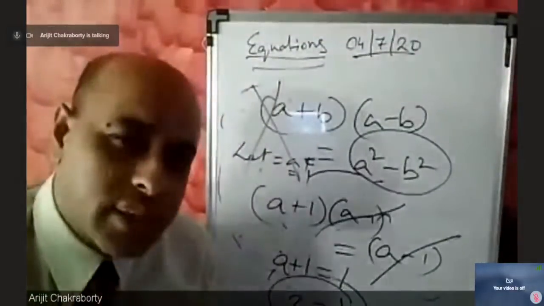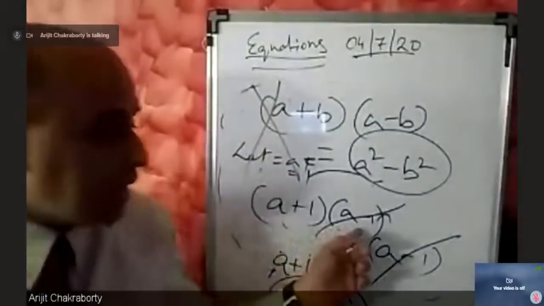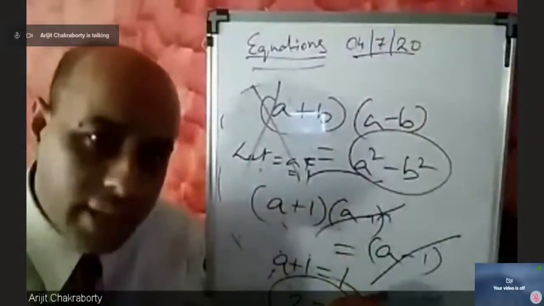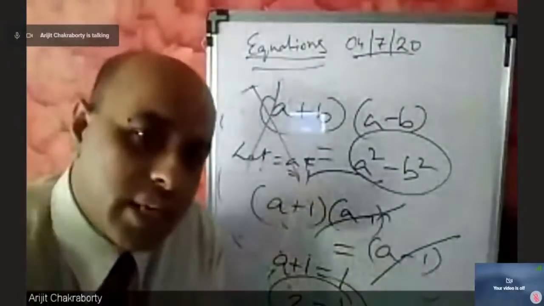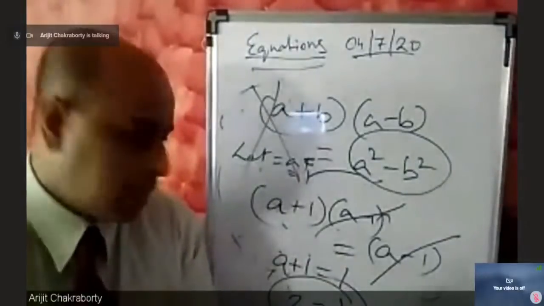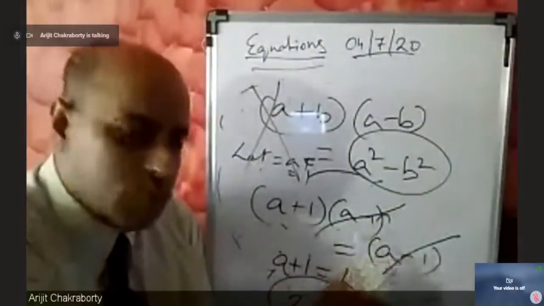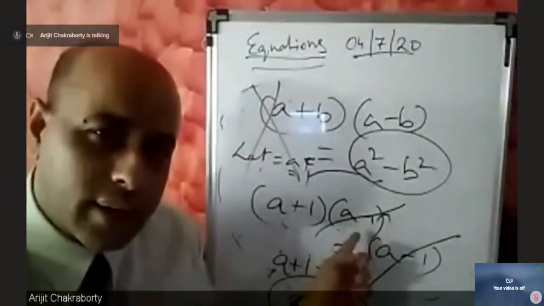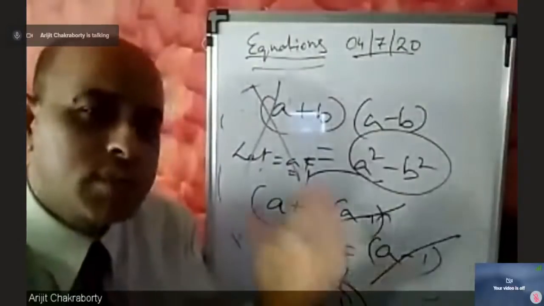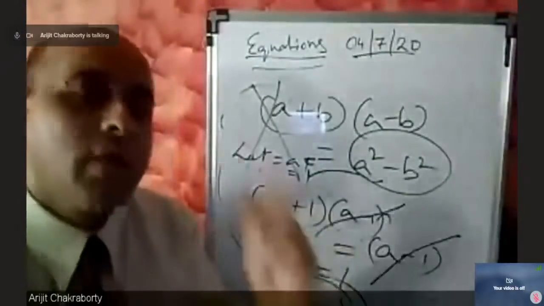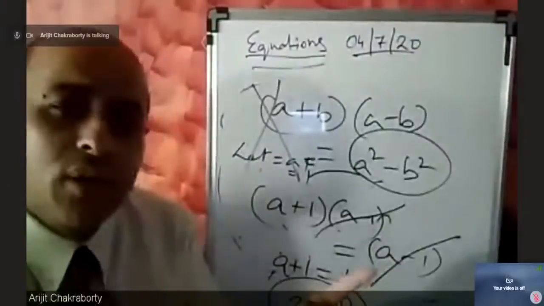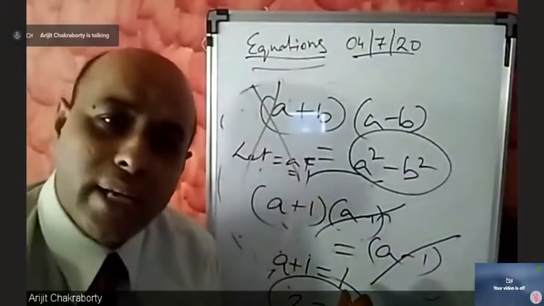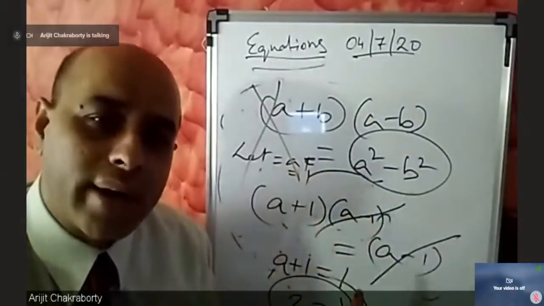Why is this not correct? Because we have cancelled a - 1 both on the left hand side and on the right hand side, and if you see, what is the value of a - 1? We have taken a as 1. So a - 1 becomes 1 - 1, which is 0. And we know cancellation by 0 is not allowed in mathematics. That is why this funny result is coming, that 2 is equal to 1.